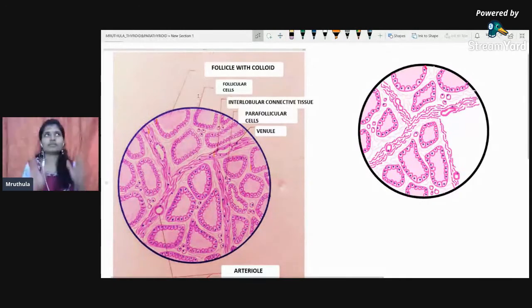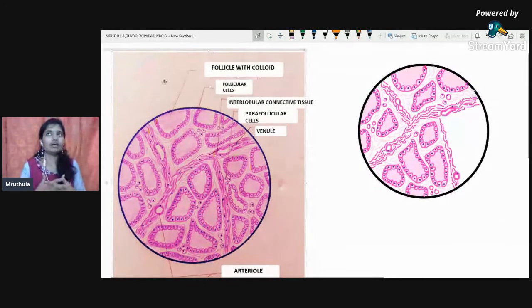So first, let us say somebody has excised and given the gland to pathology. Now what they will do is cut the gland, take sections of it, and then view it under the microscope. So for now, as we are learning the normal histology, right? We are learning the normal histology.